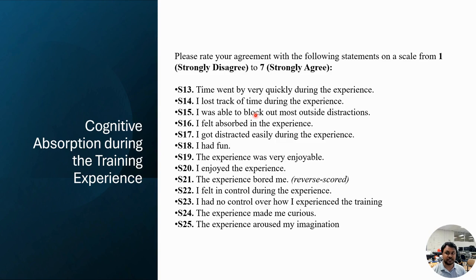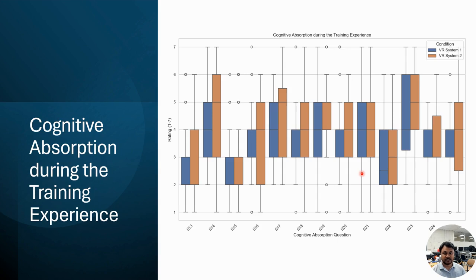Now the question is, rate your agreement with the following statements from scale 1 to 7 again, like S13 time went very quickly, S14 lost my track, S18 had fun, S20 enjoyed the training experience. Let's see the result. Here you can see this chart explores cognitive absorption, which is the measure of how immersed and engaged users felt during the training session.